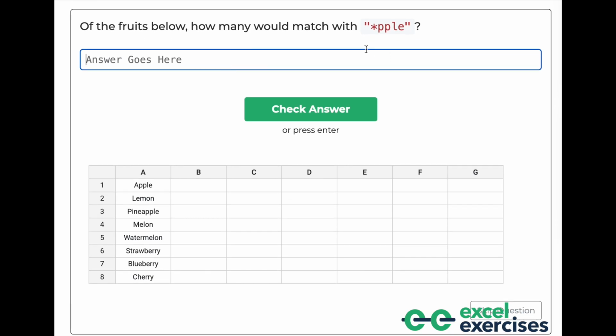Okay, so the fruits below, how many would match this pattern? We have anything and then PPLE. So we're looking for anything that ends in PPLE, regardless of what comes before it. Apple matches, but also pineapple matches. It ends in PPLE. So if you just look for anything that matches this pattern, we have 2 results.